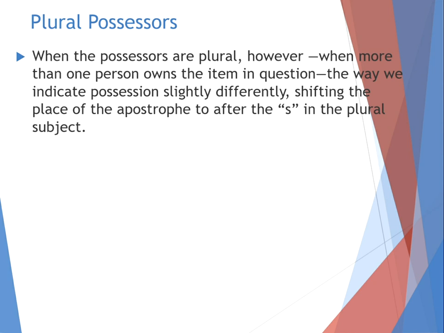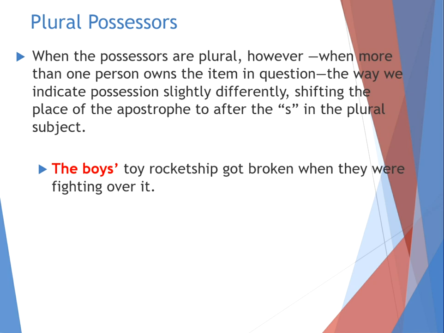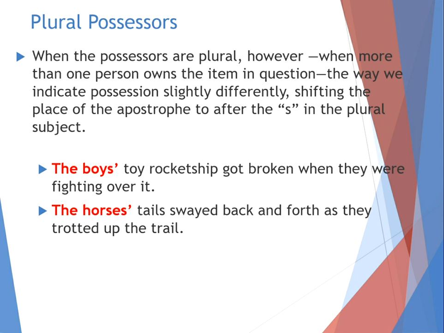Plural possessors are a little bit different. When more than one person owns the item in question, the way we indicate possession is slightly different, shifting the place of the apostrophe to after the S in the plural subject. The boys' toy rocket ship got broken when they were fighting over it. The boys has an S apostrophe instead of an apostrophe S. The horses' tails swayed back and forth as they trotted up the trail.